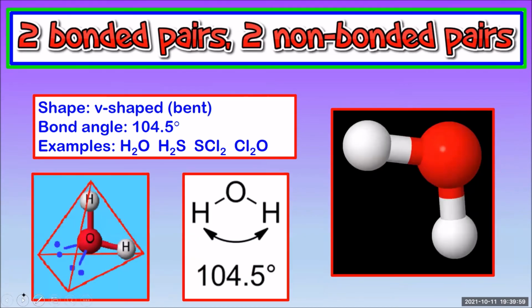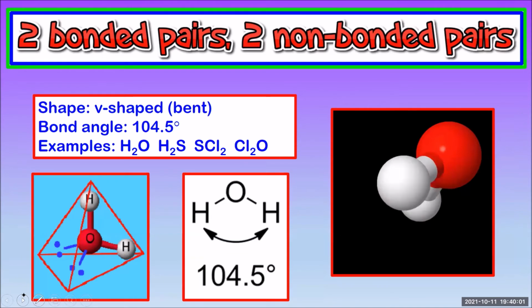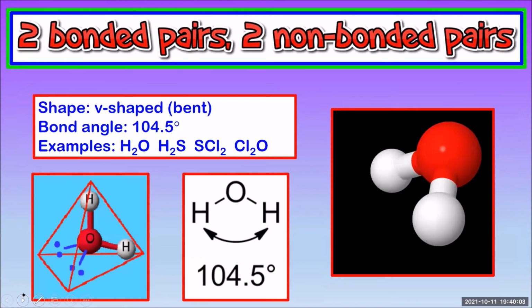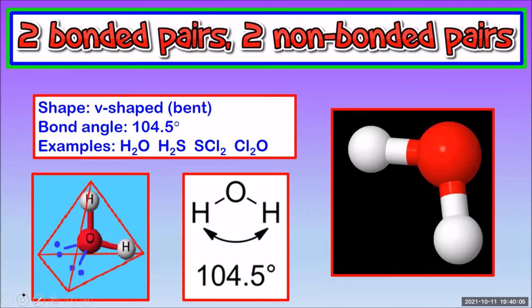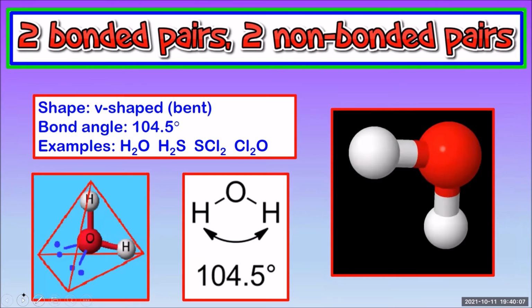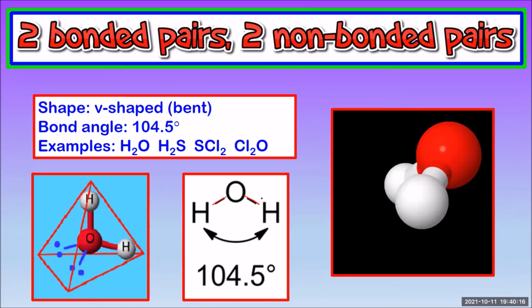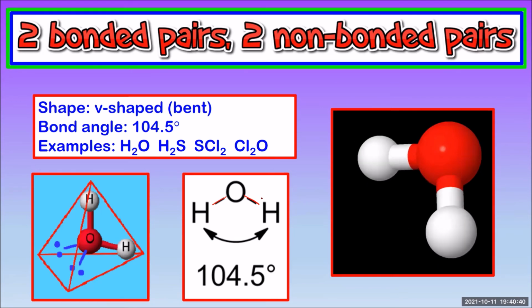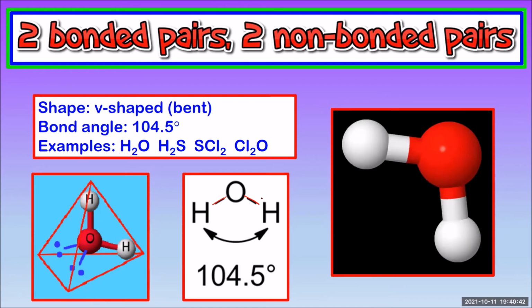What about 2 bonded and 2 non-bonded pairs? This shape is called V-shaped or bent or sometimes angular. The 2 bonds are in the same plane for this molecule. The bond angle is smaller again at 104.5 degrees. Examples of bent molecules include water, hydrogen sulfide, and so on.